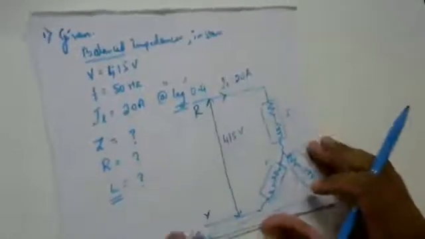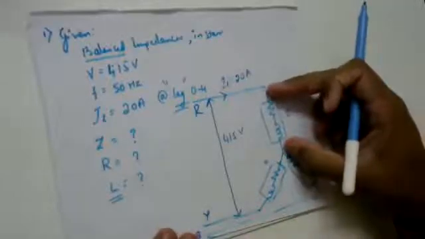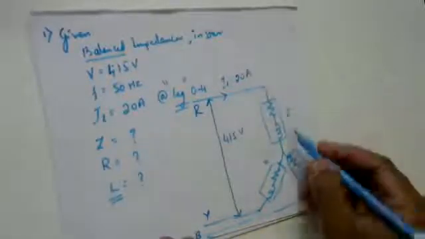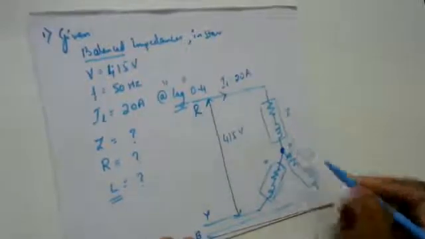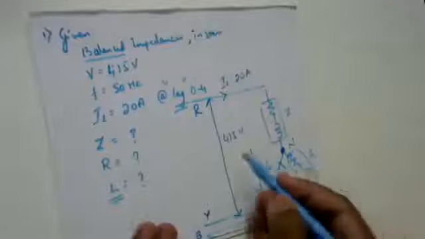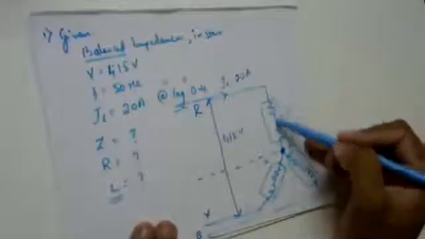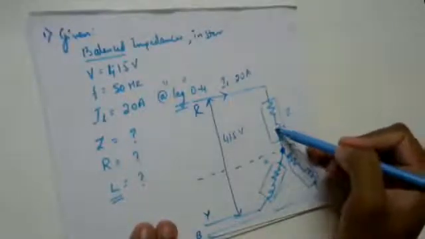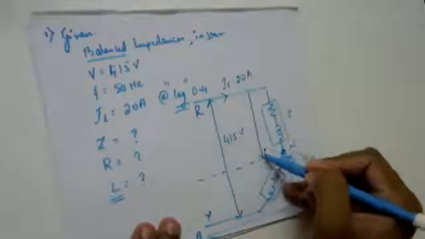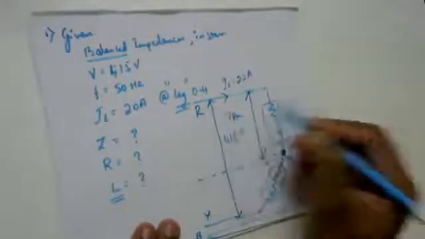What's the first step? The first step is to compute the phase voltage. You may be thinking, sir, why do I need to compute the phase voltage? Because I am hunting for the impedance of this particular branch, right? When all these three terminals are connected, this forms the neutral point. I want the impedance of this branch, so first I should know what this voltage is. This is nothing but the phase voltage.